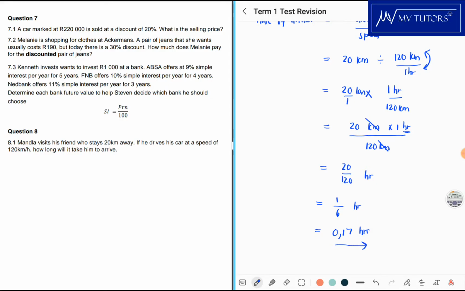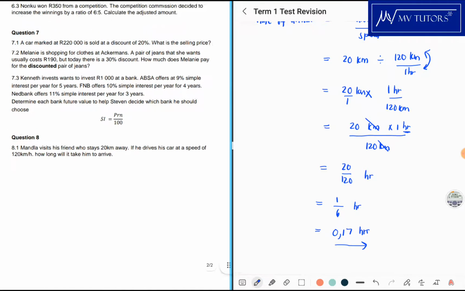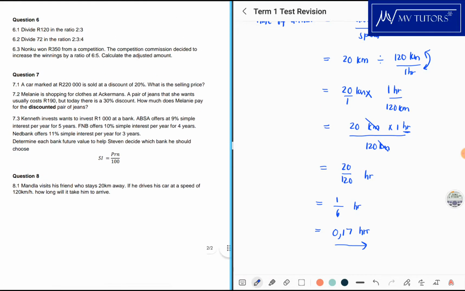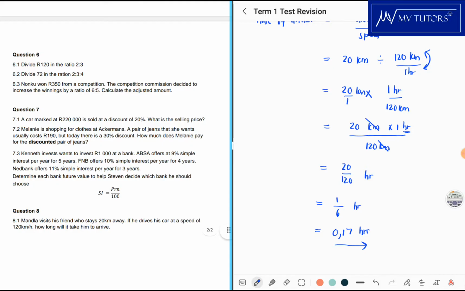I hope that makes sense and it wasn't too much of a trick question. And with that, ladies and gents, we are done with this term 1 test revision.